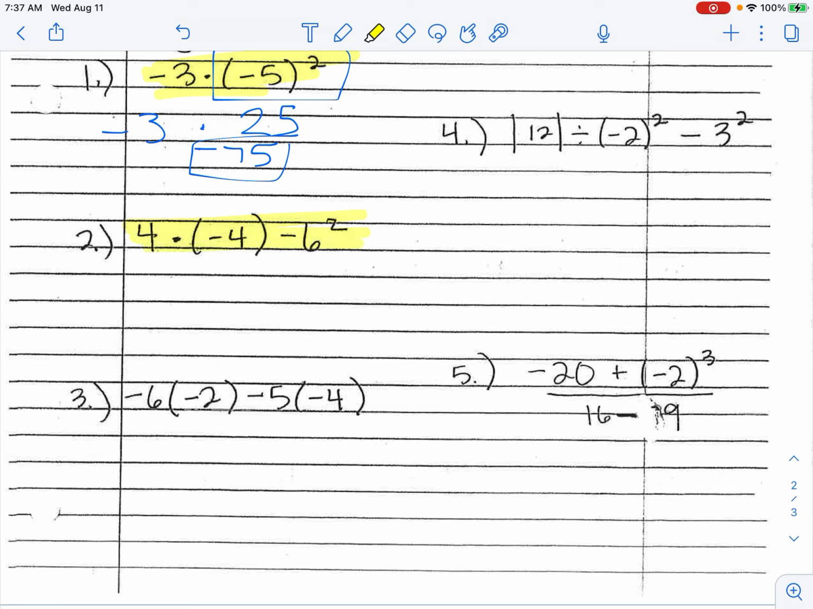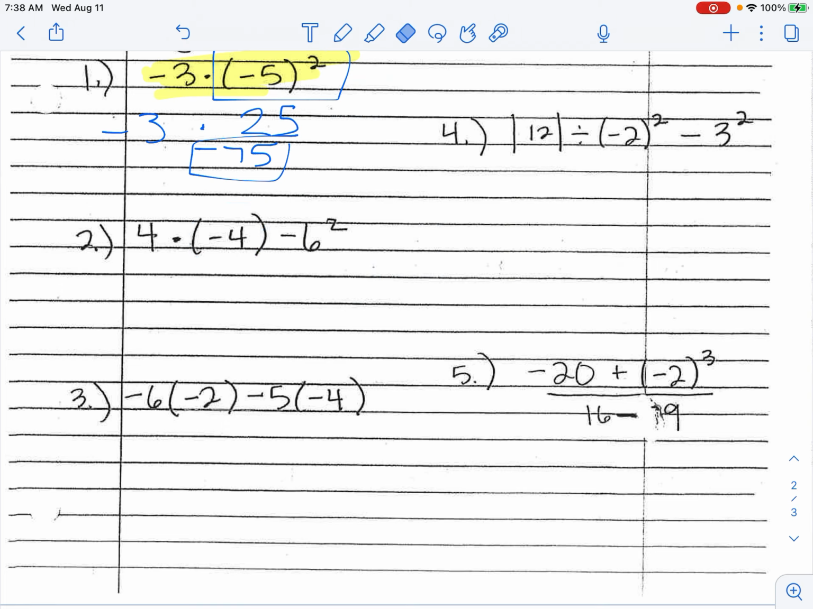Next problem, 4 times negative 4 minus 6 squared. Okay, now the first thing we look for is parentheses. There is a set of parentheses, but is there an operation to solve inside of my parentheses? No. The only reason that there's parentheses there is to differentiate between your dot and your negative sign. So it would look kind of weird if you had 4 dot minus 4. That looks a little confusing. So the only reason there's parentheses there is to distinguish that negative 4. So we actually don't need to pay attention to that set of parentheses because it doesn't involve an operation.